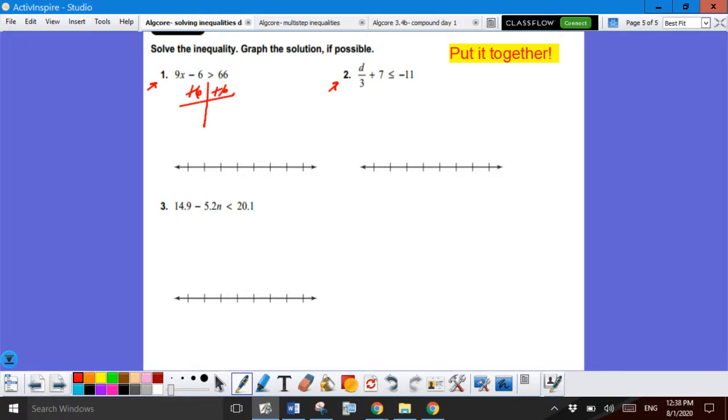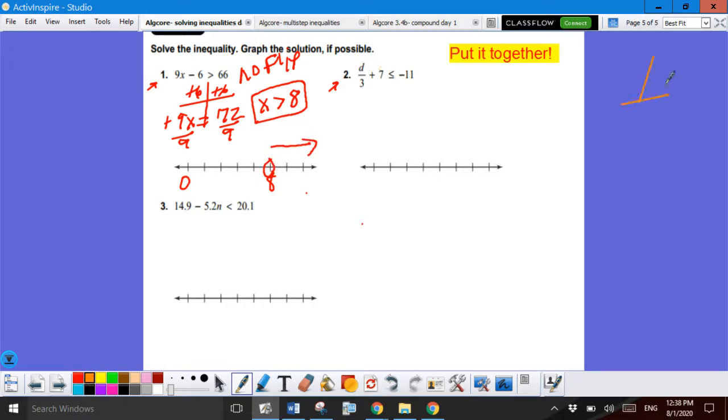I'm adding my 6. So I have 9x equals 72. I'm dividing by 9, so x is going to equal, not equal, you change that sign. x is going to be greater than 8. Notice how this was no flip. It's no flip because this was a positive 9. So I have my 8 and my 0, open circle to the right.